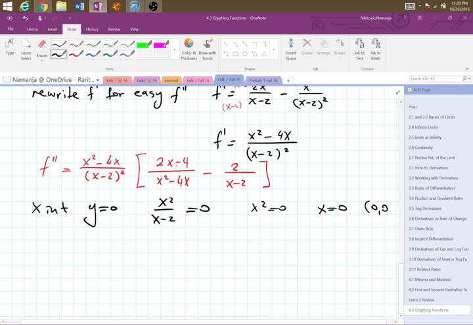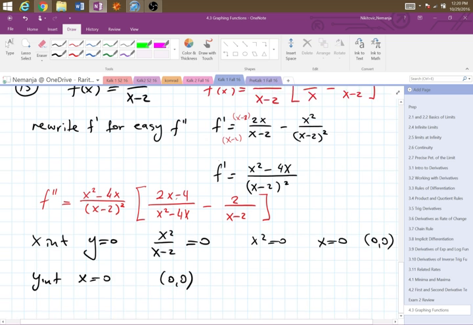So 0, 0. Now you know immediately that the y-intercept must also be at 0, 0, because that's the only place on the axis where both of them converge to a single point. X-intercept and y-intercept, if there is one.